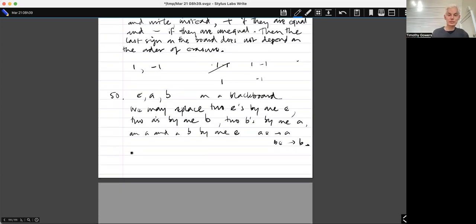So I just think of E as 0, A as 1, B as 2, and I'm taking the sum mod 3. And you can just check that all of these preserve that invariant. So that was totally uninteresting, I'm afraid.